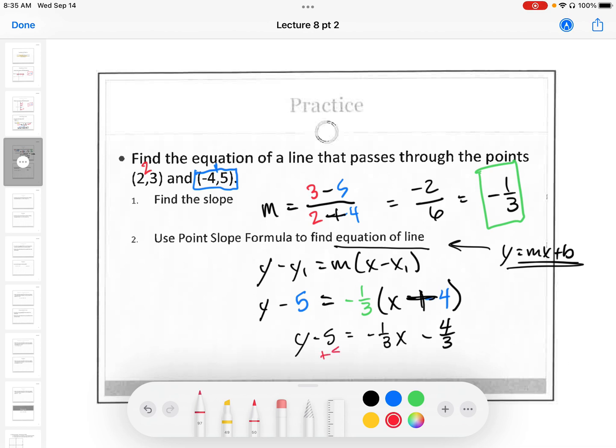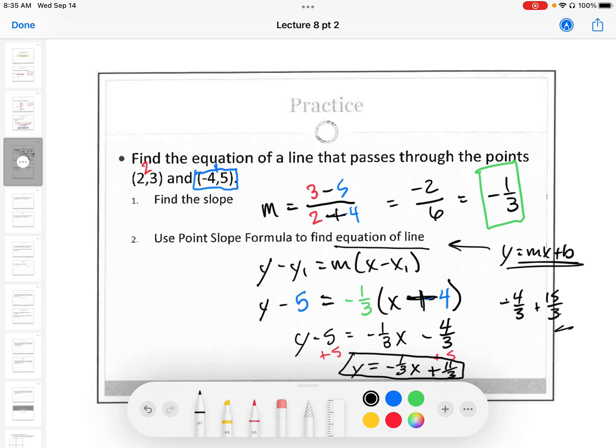Last thing I need to do, add 5, okay, and that will give me y equals negative 1/3 x, and then it's a negative 4/3 and a positive 15/3, okay, so that would give me a positive 11/3 for my answer. So that is the equation of the line there.